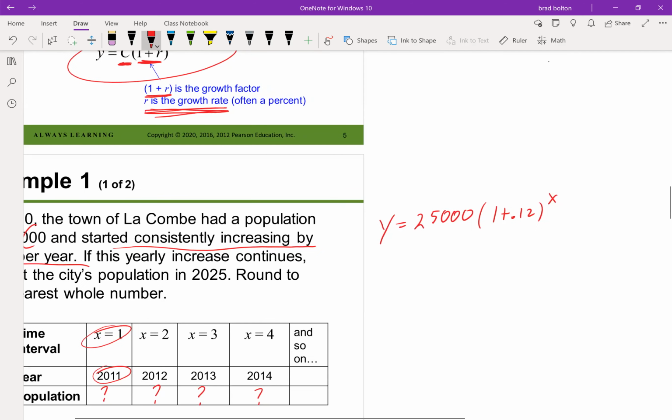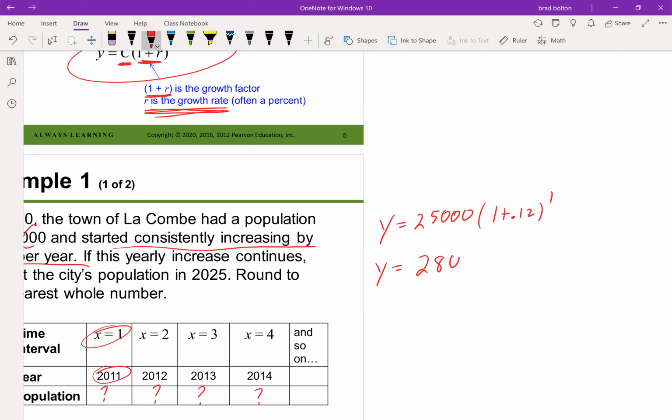So we know that my x in this particular problem is 1, so I'm going to plug in 1. When I plug this in, I'm going to use my calculator. I'm going to do 25,000 times (1 plus 0.12), close parentheses, to the power of 1. And I get 28,000. Okay, so let's go back over here.